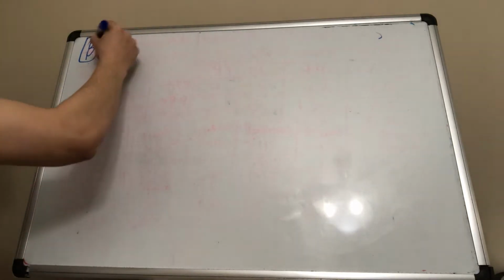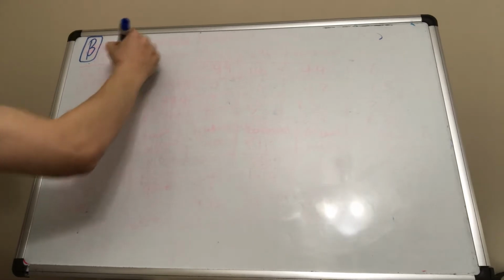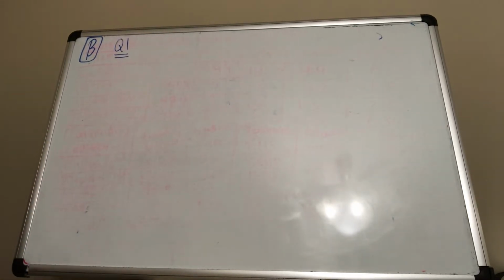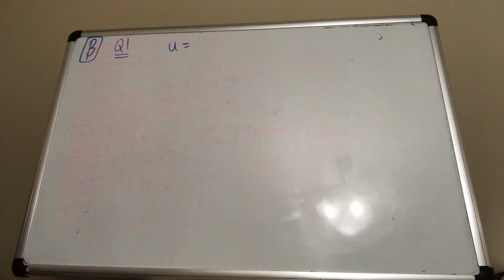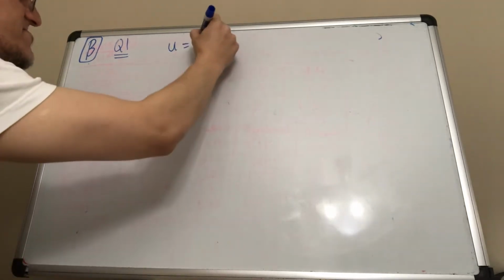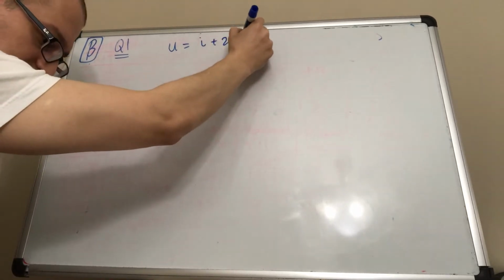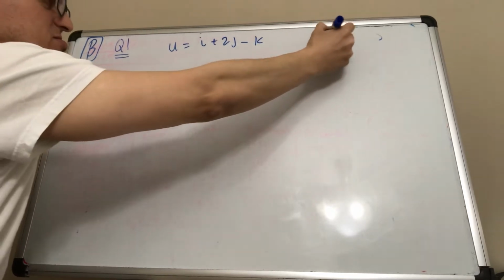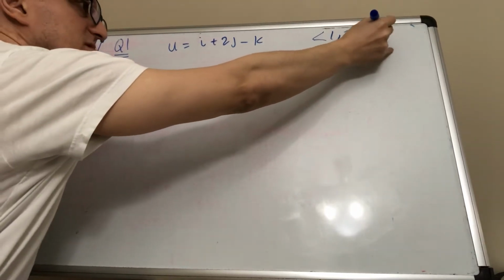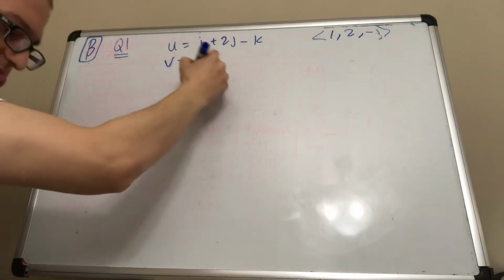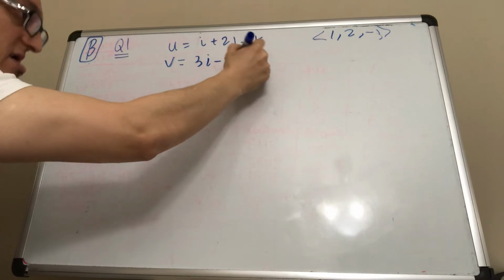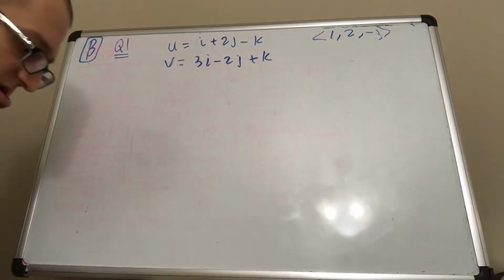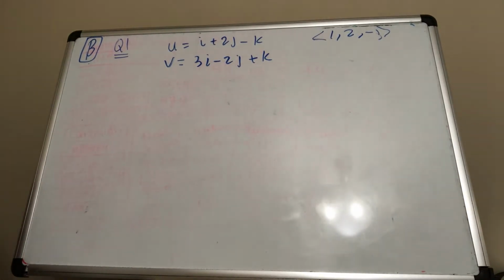Okay, for workshop B, question 1. In the first question here, you were given two different vectors. The first one is i plus 2j minus k, and I told you they could say 1, 2, negative 1 also. And you're given v, and it's 3i, 2j, and k. They want the angle between them.